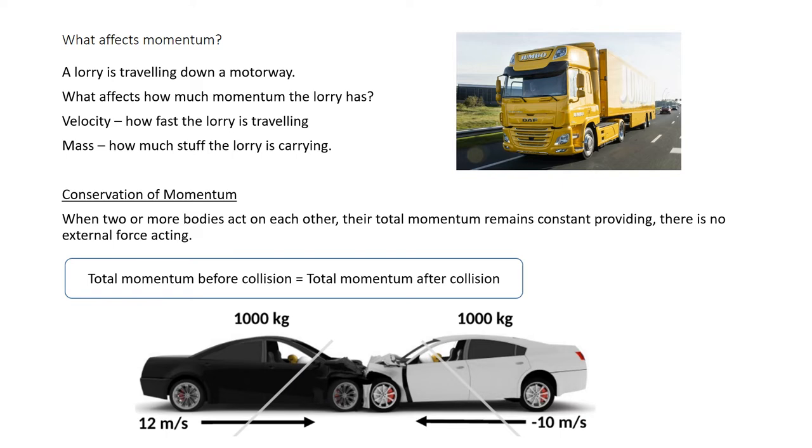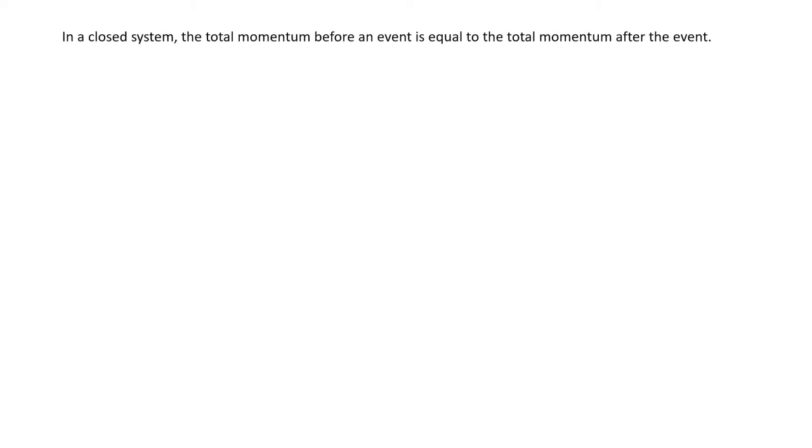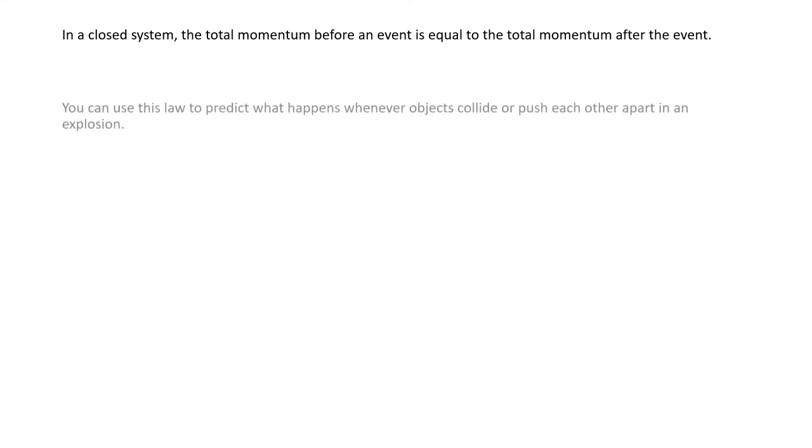So, we have two cars, both crashing into each other. One is travelling at 10 metres per second and one is travelling at 12 metres per second. They both have the same weight. One is white, one is black. Both have airbags. Let's not worry about the passengers at this point. So, what happens? What you will see is that the black car will carry on moving, because it has a greater velocity.